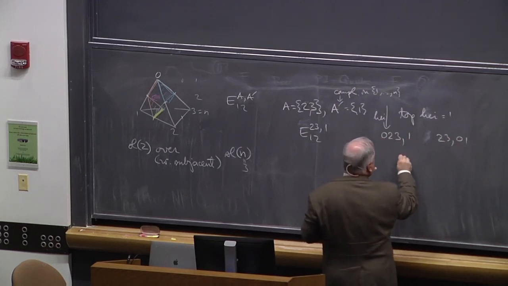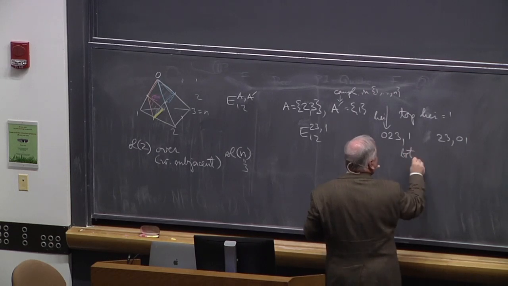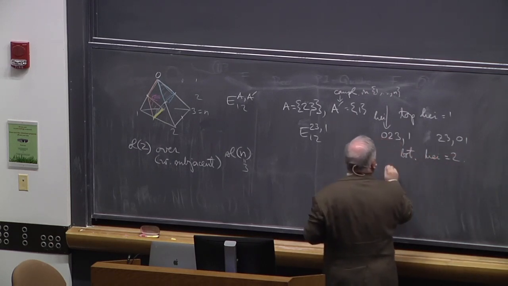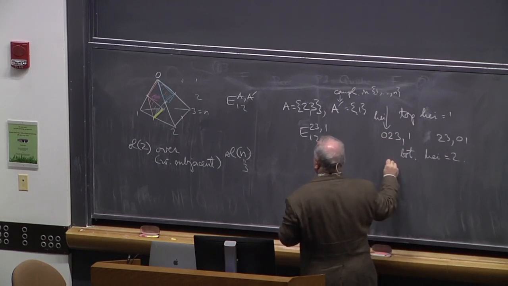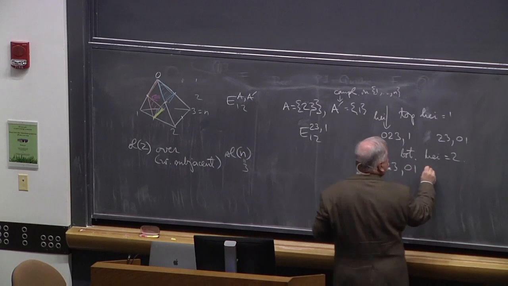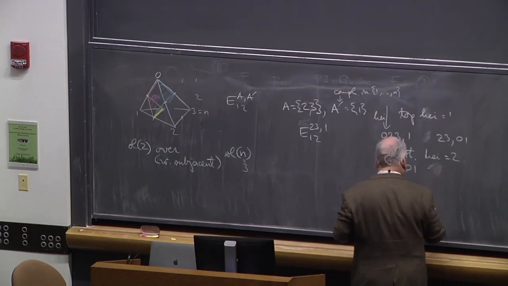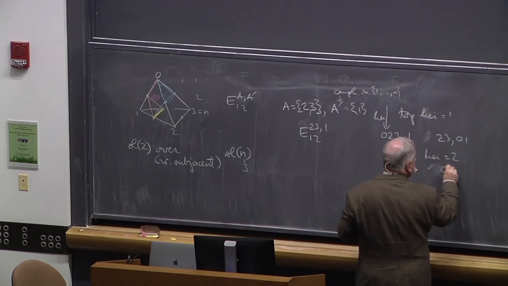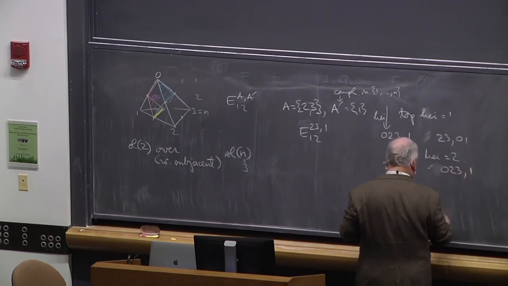And at the bottom, height is equal to 2. It would go from 2, 3, comma, 0, 1 into, and I'm going to use into 0, 2, 3, and 1.